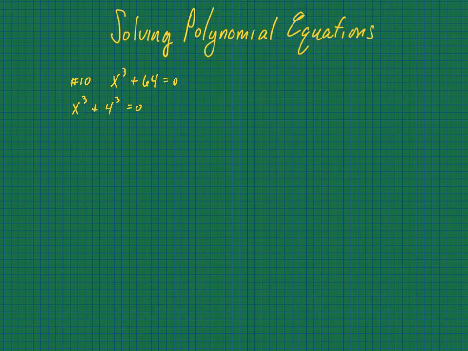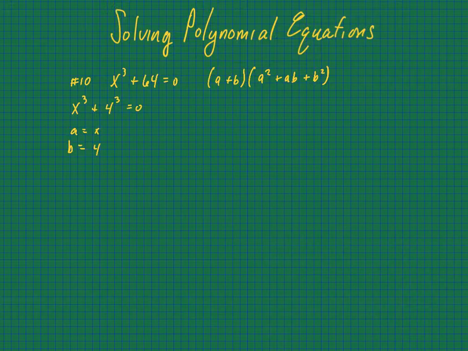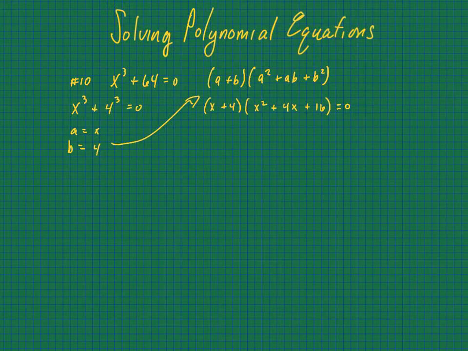And that is going to be equal to, hopefully you remember, we just talked about it: a plus b times a squared minus ab plus b squared. So we can do some filling in, some substitution. a is going to be equal to x, and b is going to be equal to 4. And now we can just go ahead and substitute those values in here. Okay, so I've gone ahead and done that substitution, and we have x plus 4 times x squared minus 4x plus 16 equals 0.